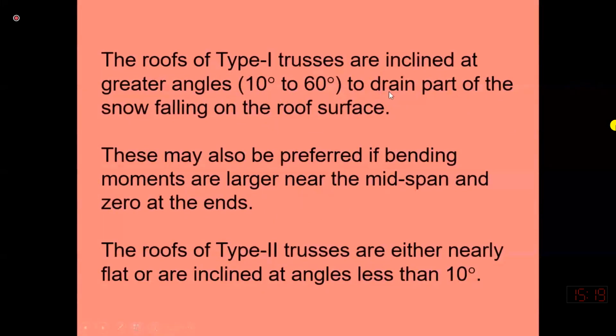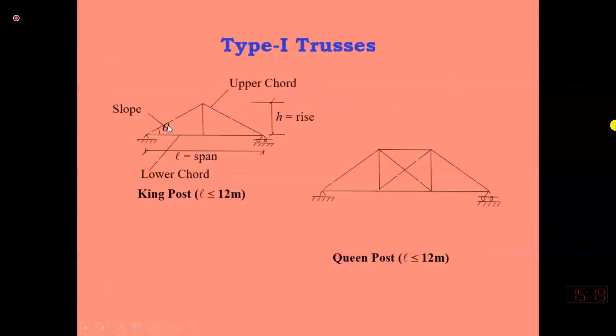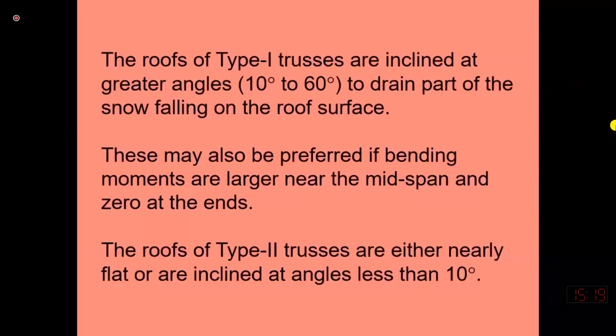Why do we have this steep slope? For example here, this is the angle. The angle between the top chord and bottom chord will be 10 to 60 degrees. Why will the angle be more? Because during snowfall, the snow can be easily drained. If it is not steep, snow will be deposited on the top chord, so there will be some extra load coming, and extra load may cause the failure of the truss. This may also be preferred if bending moments are larger near the midspan and zero at the end. So actually, to reduce the load, we can also adopt this type of truss.